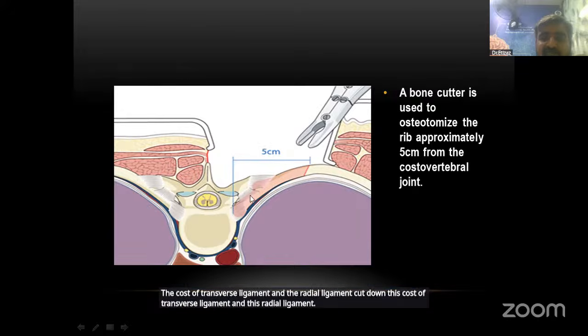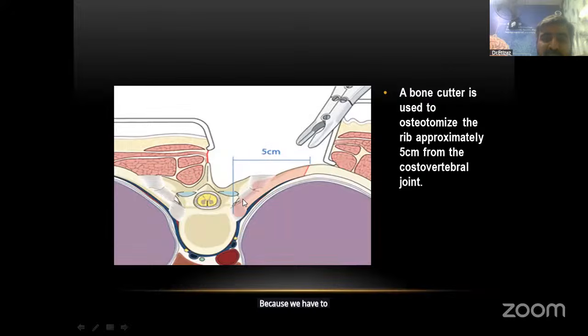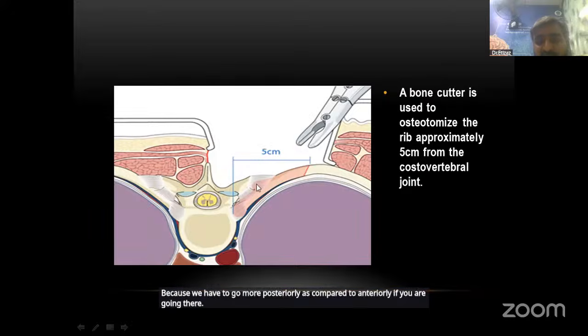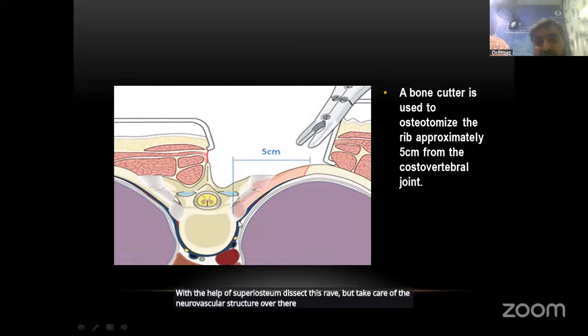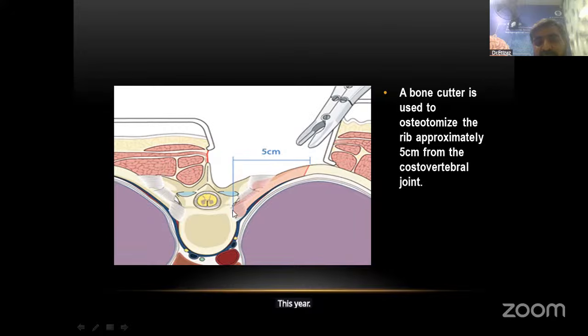But the radial ligament will be difficult to cut down because we have to go more posteriorly as compared to anteriorly if you are going there. When you cut this, cut down the rib from there at 5 centimeters. With the help of subperiosteal dissection, dissect this rib, but take care of the neurovascular structure over there posteriorly. That is the neurovascular structure. Okay, look at this here. Go subperiosteally till that head.